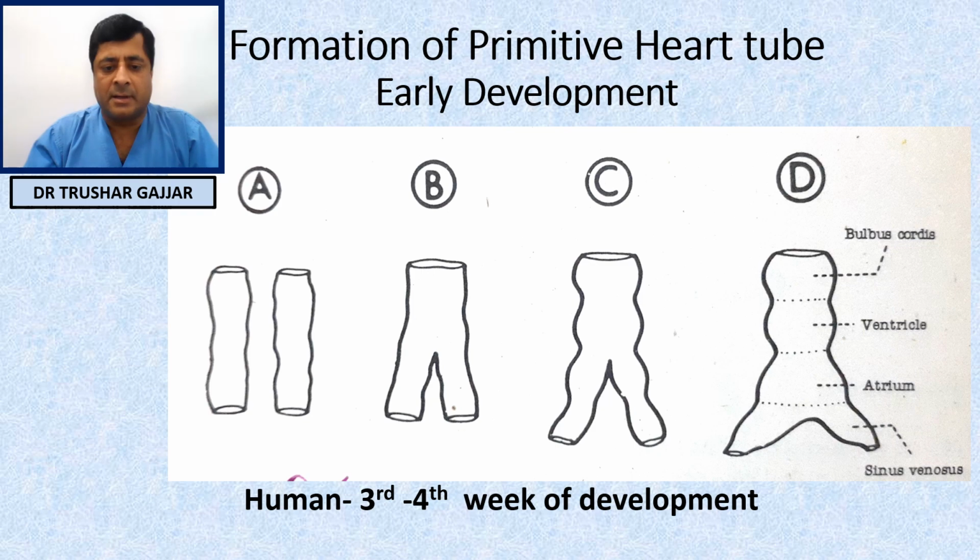In human, at the third or fourth week of development, the heart starts forming. Initially, there are two endothelial tubes which fuse in the upper part and remain separated in the lower part. So, the fused upper part or the cephalad part and the free caudal part. Slowly and progressively, this tube develops some dilatations and some constrictions.